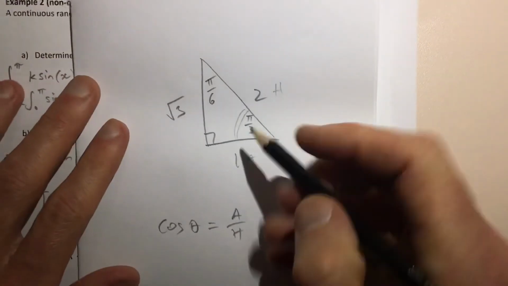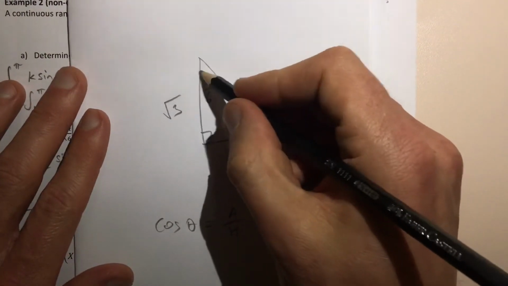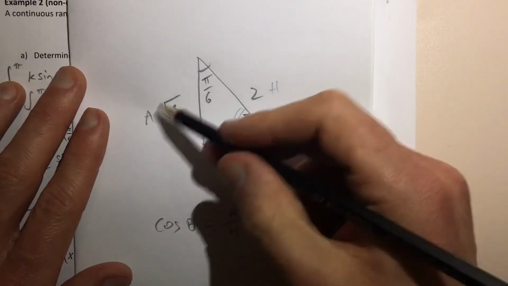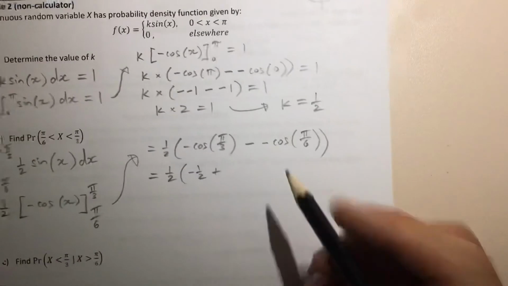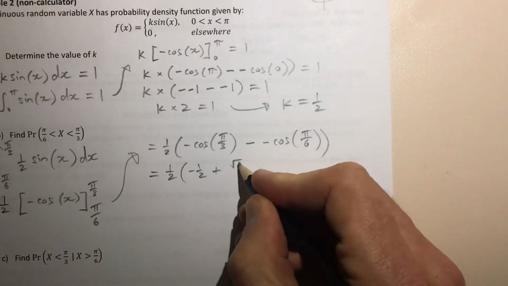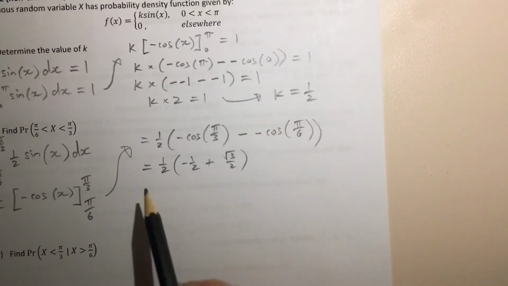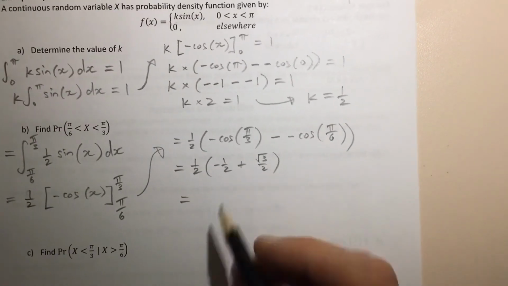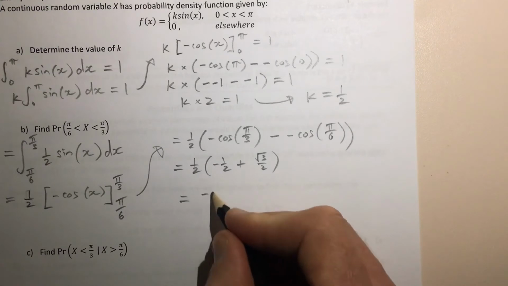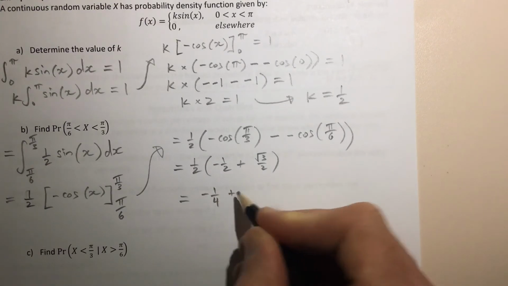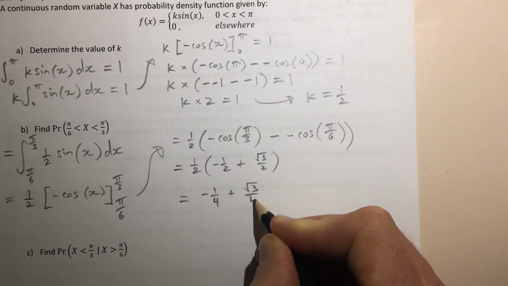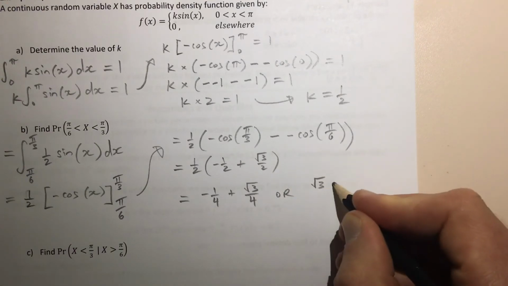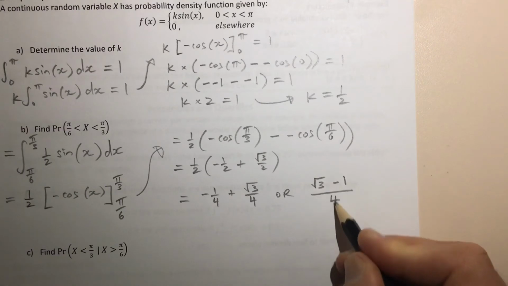of pi on 6. And so if pi on 6 is our angle, then the adjacent becomes root 3, and so cos of pi on 6 is root 3 on 2. So plus root 3 on 2. Okay, so now we can just expand by this half, and we've got our final answer. So the probability we can write as negative 1/4 plus root 3 on 4, or we could obviously bring those two together. I'm going to write it as root 3 minus 1 all over 4.